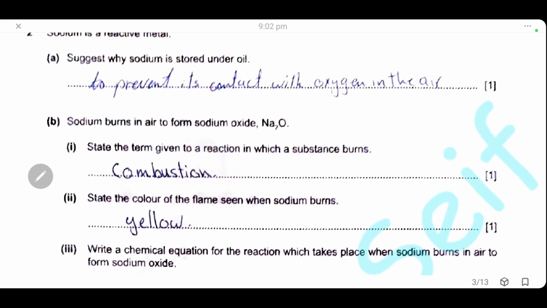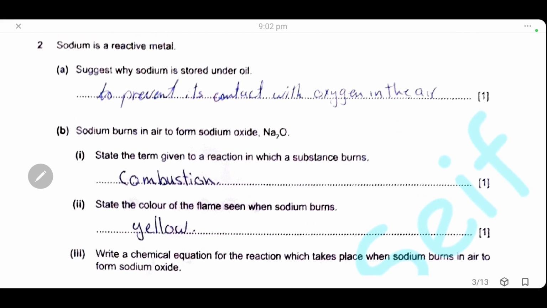Question 2. Sodium is a reactive metal. Suggest why sodium is stored under oil. Because sodium is very reactive, it will react with oxygen and water vapor in the air. So we store it under oil to prevent its contact with oxygen in the air.